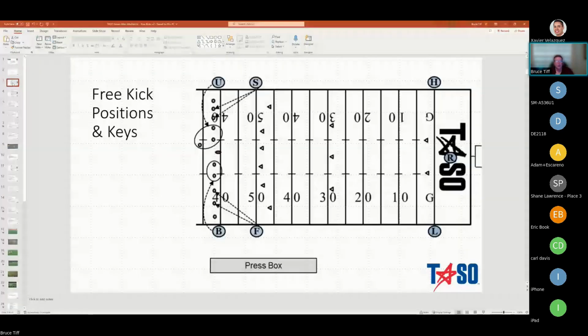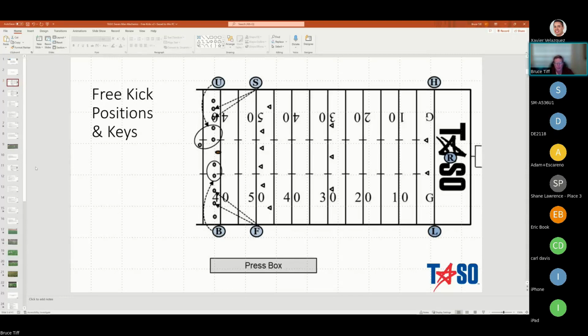Okay, so let's start with the basic positioning on a free kick, what the positions are for the 7 officials. We'll start from left and move to right, starting with the back judge and the umpire. They're always going to be positioned on the kicking team's restraining line, and most of the time that will be the A40 unless it's relocated by penalty. Then the field judge and the side judge will be positioned on the receiving team's restraining line, which will be 10 yards beyond the kicking team's restraining line.